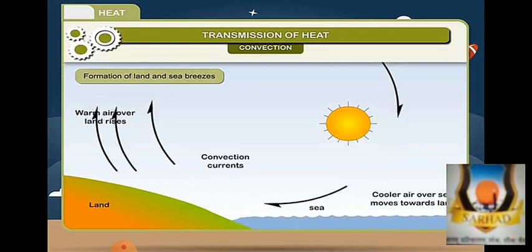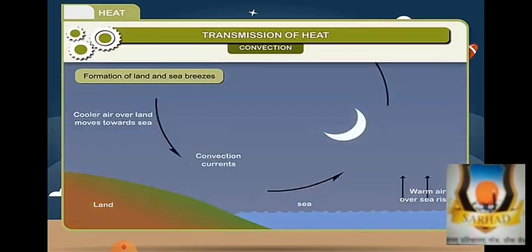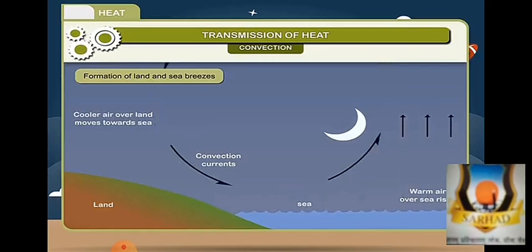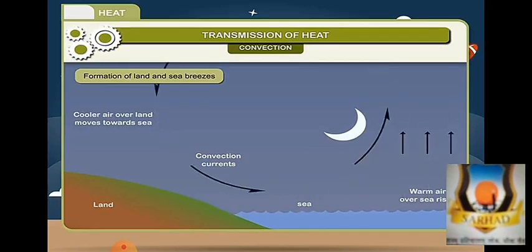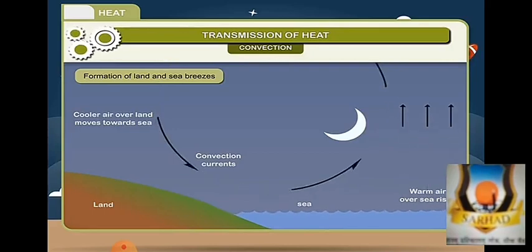Wind blows from sea to land. At night, the land cools faster than water. The air above the sea, being warmer, rises up. The cool air above the land blows out to sea. Thus, convection currents are set up, giving rise to land breezes. Wind blows from land to sea.